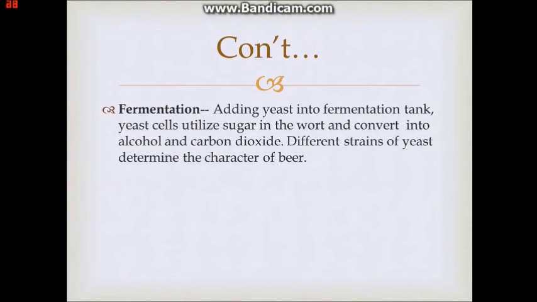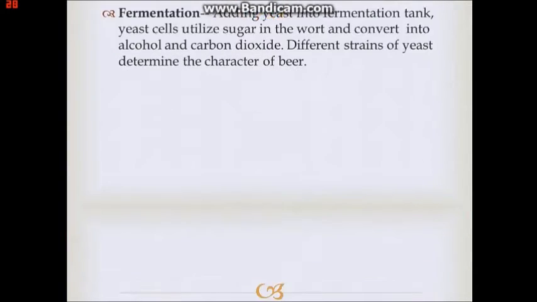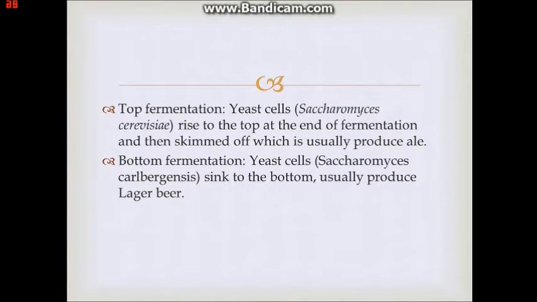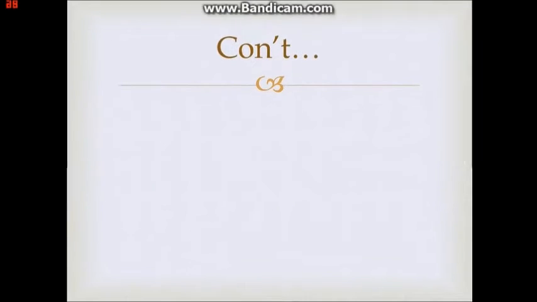Next is fermentation. Adding yeast into the fermentation tank. The yeast cells utilize sugar in wort and convert it into alcohol and carbon dioxide. Different strains of yeast determine the character of the beer. There are 2 types of fermentation for beer. The top fermentation: yeast cells such as Saccharomyces cerevisiae rise to the top at the end of fermentation and are then skimmed off, which usually produces ale. As for the bottom fermentation, yeast cells such as Saccharomyces carlsbergensis sink to the bottom and usually produce lager beer.